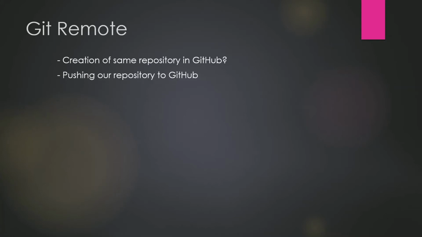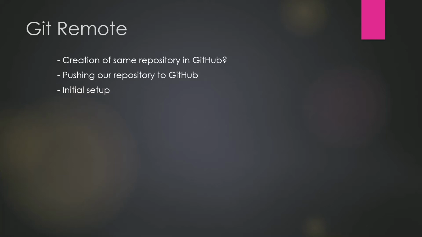So as you can see on my screen, today we're going to talk about Git Remote, in which there is a creation of the same repository in GitHub. If you have been following my course, we have created a repository in our local, and now we are going to create the same repository in GitHub and sync both of them. Then we'll push our changes, whatever we have done, to GitHub.